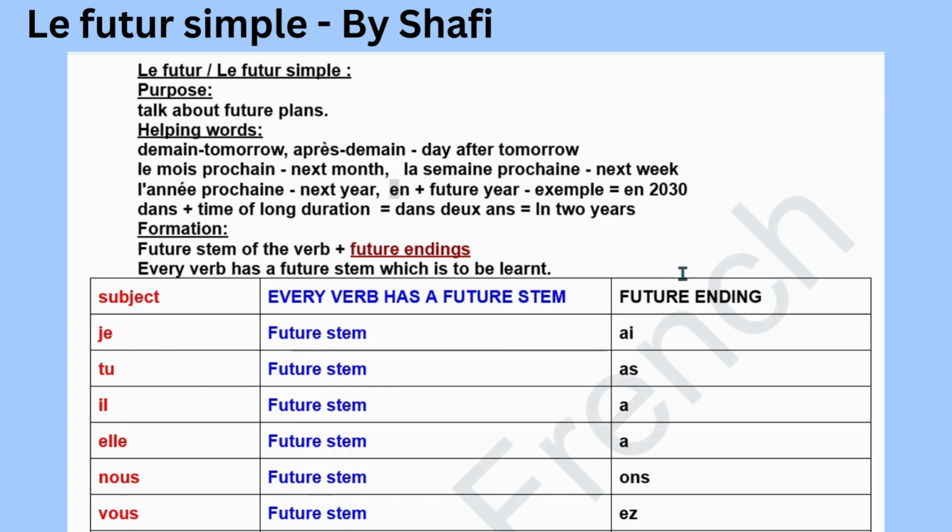Then according to the subject, the future endings are to be added. If the subject je is there, add ai to the future stem of that verb. If the subject is tu, add as to the future stem. For il and elle, add a to the future stem. For nous, add ons to the future stem. For vous, add ez to the future stem. For ils and elles, add ont to the future stem. So you will get the future simple of that verb.